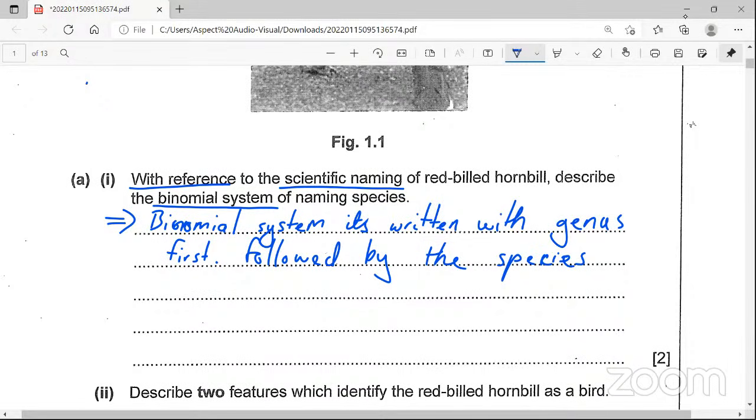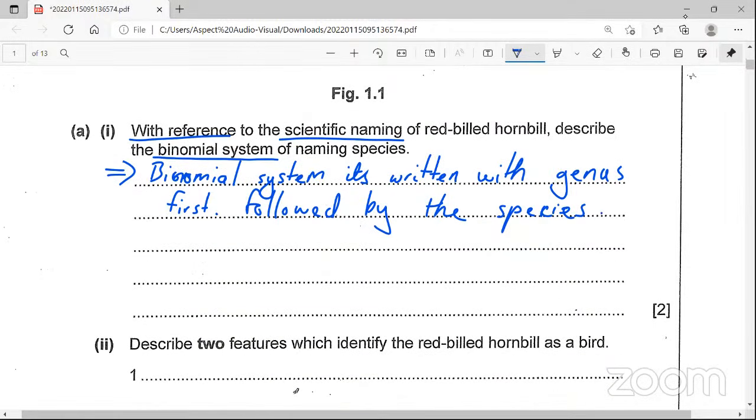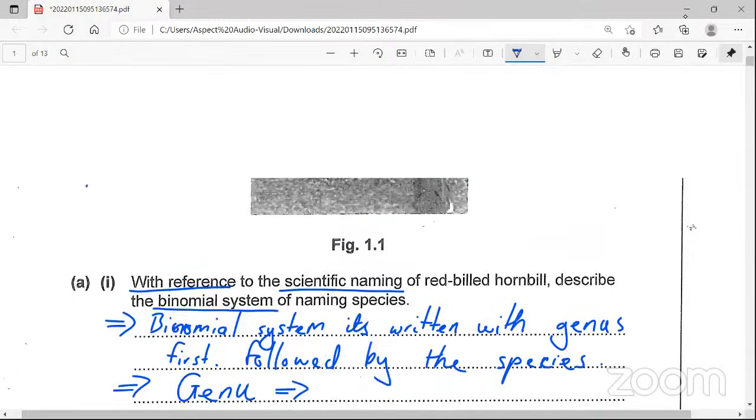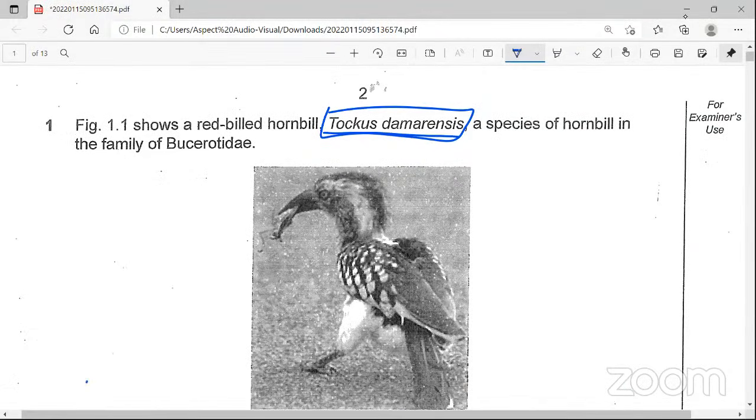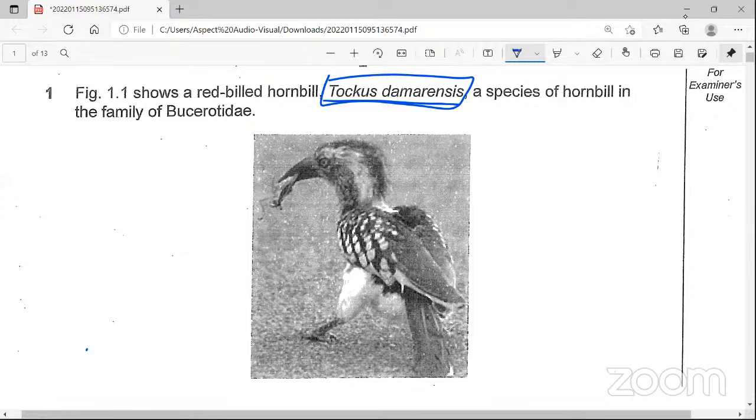Right. Are we together, guys? So the genus. What is the genus? The name in capital letters. With reference, yes. So you need to tell them which is the genus here and which is the species there. So what is the answer?